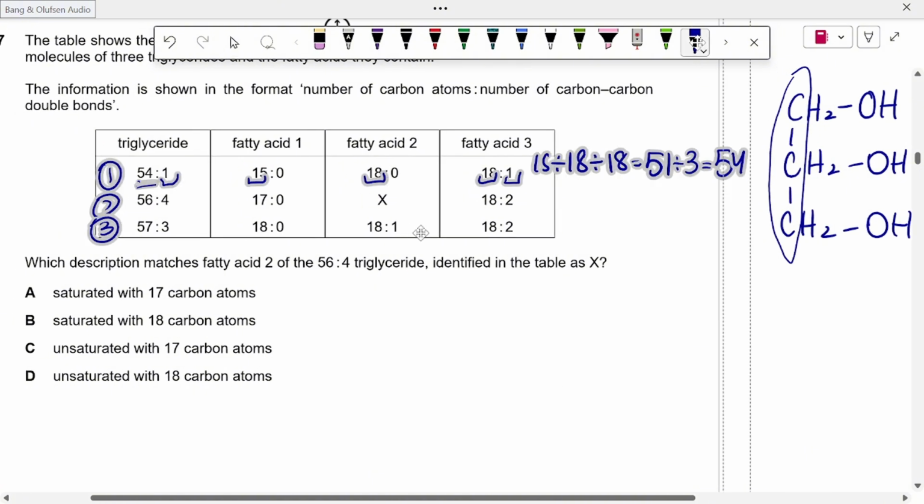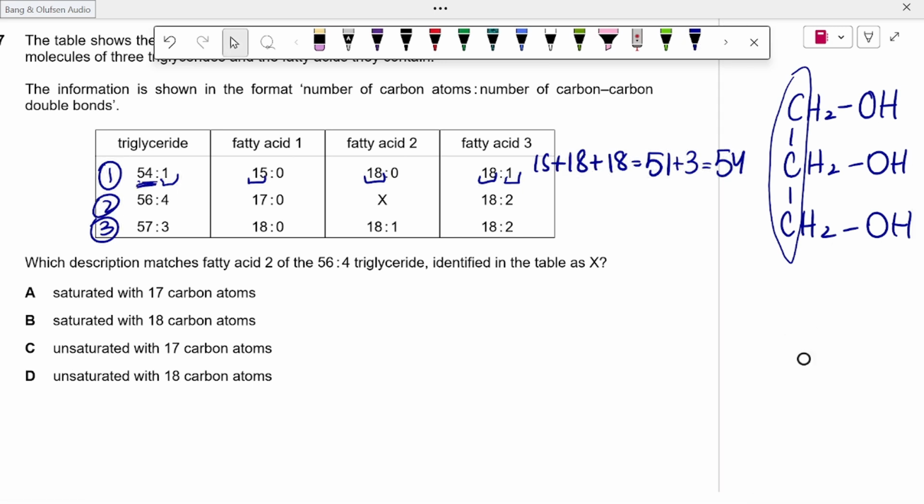So 18 plus 18 plus 18 is 54, and 3 carbon atoms from your glycerol molecule. 54 plus 3 is equal to 57 total. And the number of carbon-carbon double bonds you can take directly from here, 2 and 1, which is 3. Here it is. Same method for your triglyceride 2.